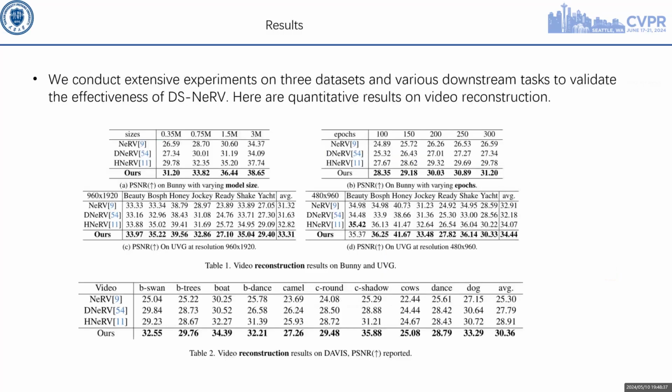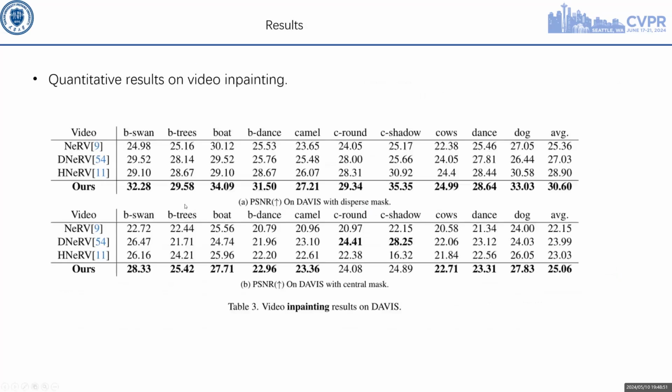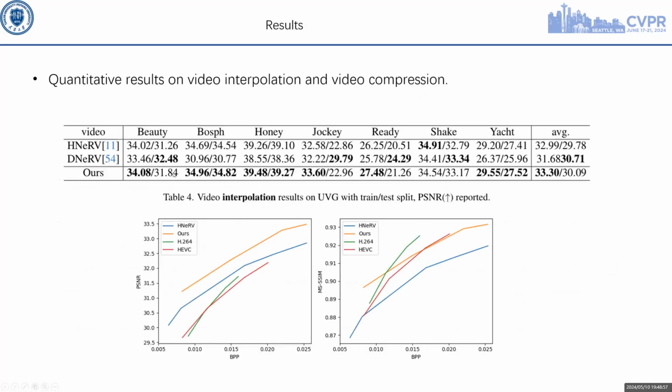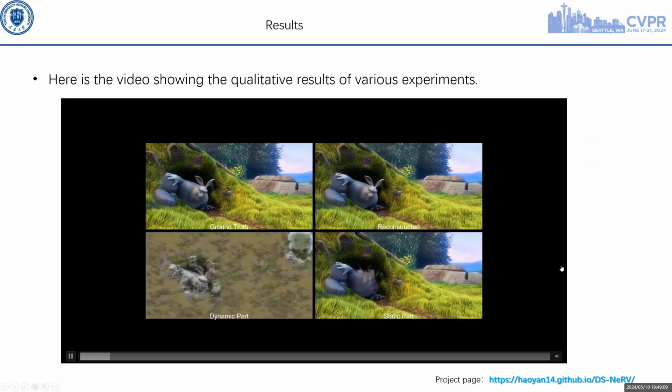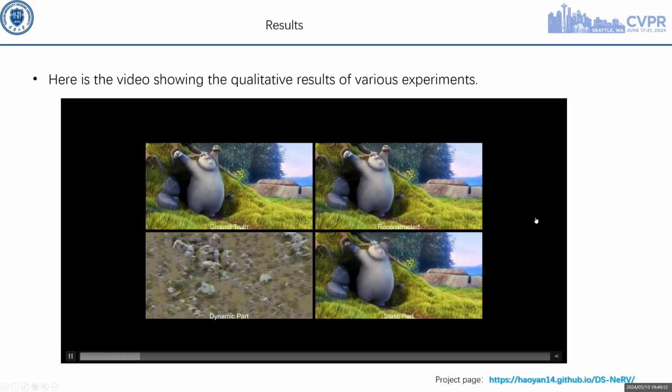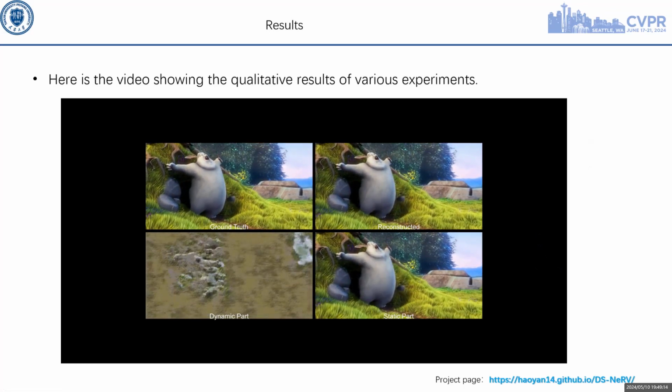We then conduct extensive experiments on 3 datasets and various downstream tasks to validate the effectiveness of our method. Here are quantitative results on video reconstruction. And here are the quantitative results on video inpainting. Presented here are quantitative results of our method on video interpolation and video compression. We present here a video showing the qualitative results of all experiments. Detailed results can be found on our project homepage.